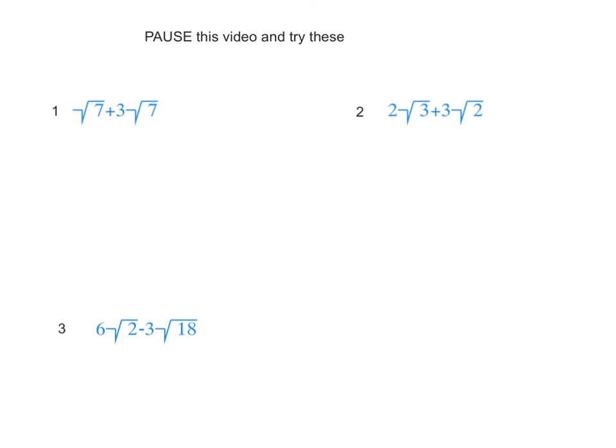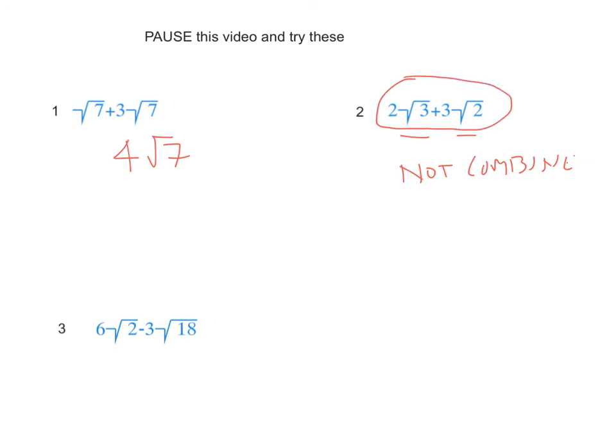Lastly, pause this video and try these 3 problems here. Radical 7 plus 3 radical 7, those are like radicals. I combine to get 4 radical 7. 2 radical 3 plus 3 radical 2. Notice these are not like radicals. I can't change them in any way, so I cannot combine. It has to stay 2 radical 3 plus 3 radical 2.